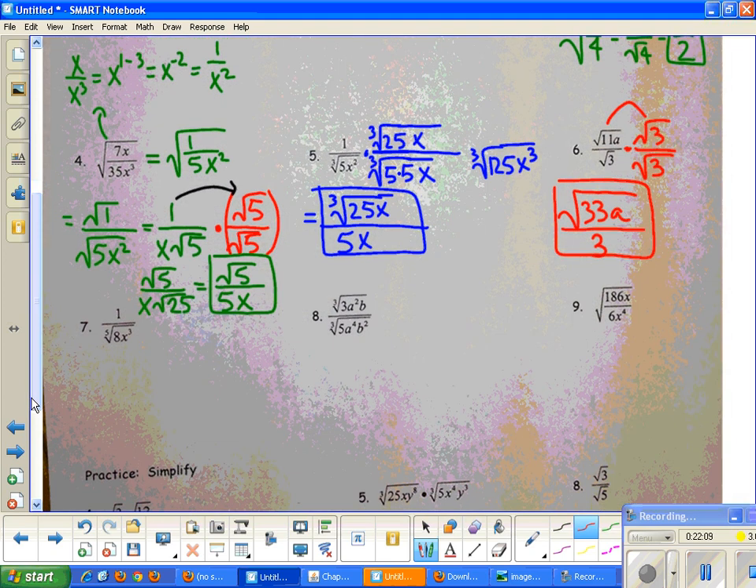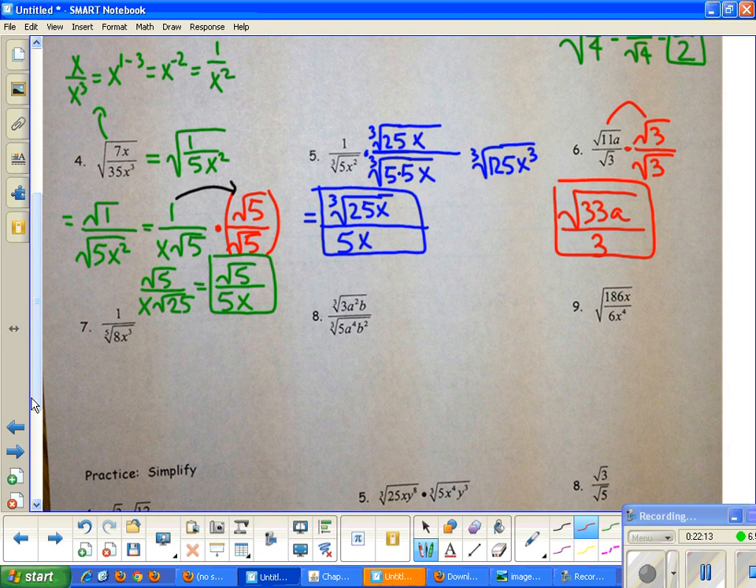Okay, so let's go ahead and go to number 9. So if we look at number 9 here and continue, for question number 9, I would do the same thing. Can I simplify what's underneath the fraction first? In this case, yes, I can. 186 over 6 gives me 31, so this becomes the square root of 31.